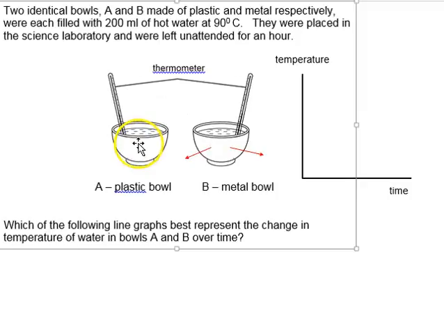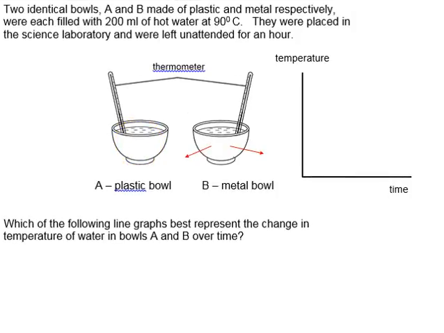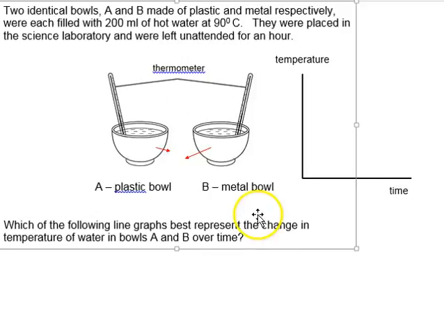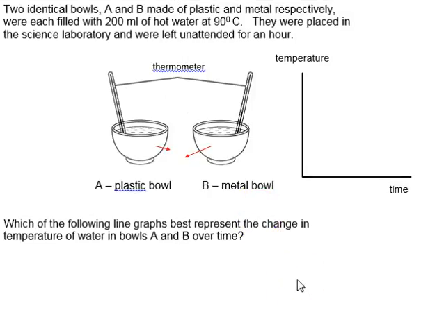Okay, whereas plastic is not such a good conductor of heat. Therefore, the heat will still flow, but not as well, because some of it will be trapped or prevented. All right, so you can see this is the idea of the question. The question wants to see whether you know a metal bowl is a good conductor and a plastic bowl is a poor conductor of heat.